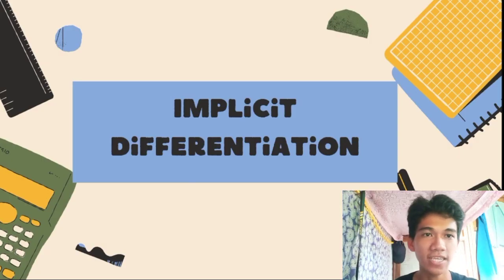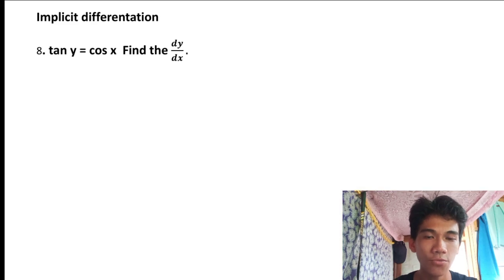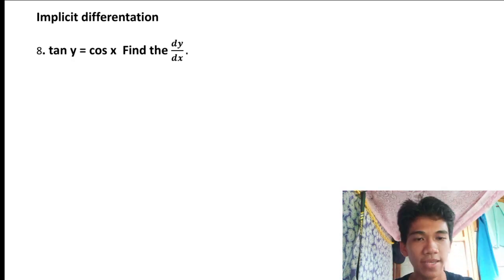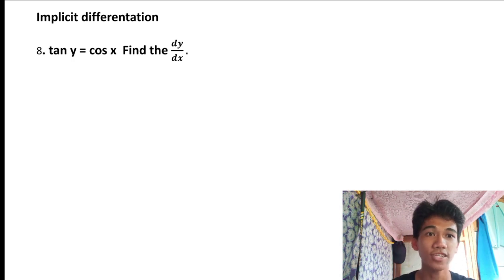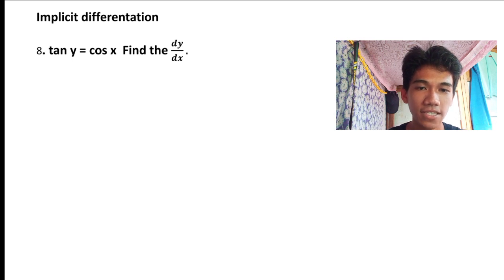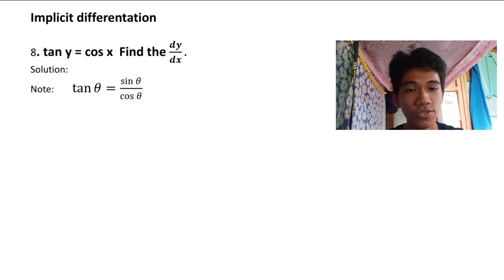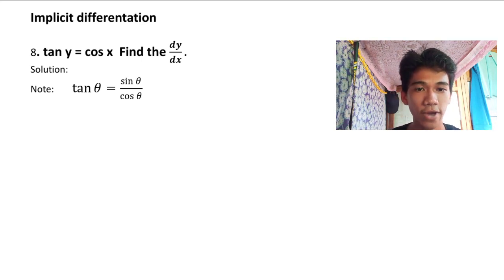First, let's talk about the implicit differentiation. We have this given tan y equals cosine of x and find the dy over dx. In this problem, we're gonna use some trigonometric identities. So the solution is, in solving this problem, note that tan of theta is equal to sine of theta over cosine of theta, which means that the tan y is equal to sine of y over cosine of y.